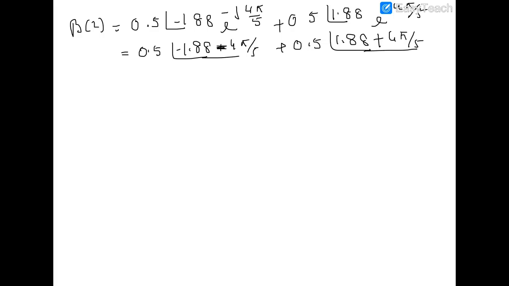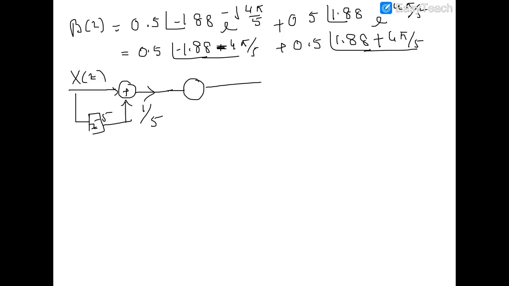Using this we can realize H1 of Z, that is given by 1 minus Z to the power minus 5, and this is X of Z multiplied by 1 by 5, and then we have one more term, that is H of 0 divided by 1 minus Z to the power minus 1. This realization will be like this, multiplied by H of 0.